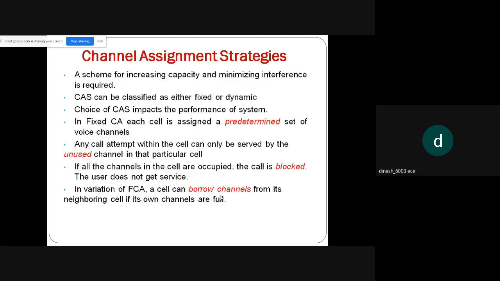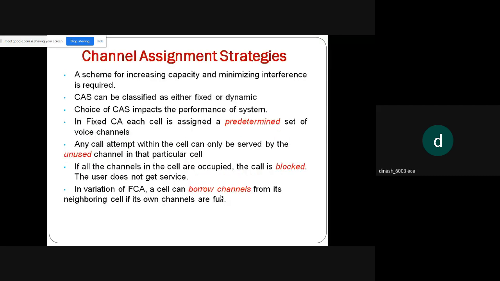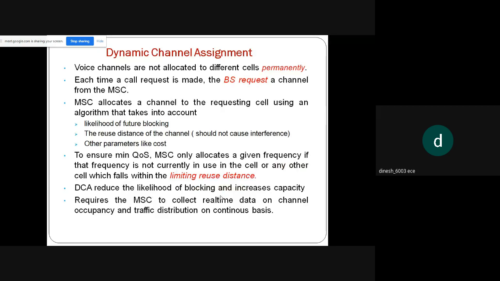This is what had happened in a fixed CAS. Next, in the dynamic CAS, the dynamic channel assignment scheme strategies, the voice channels were not allocated to different cells permanently. In the sense, the voice channels were allocated temporarily only to a certain limit. Not all the channels, only a few channels were being allocated for voice.